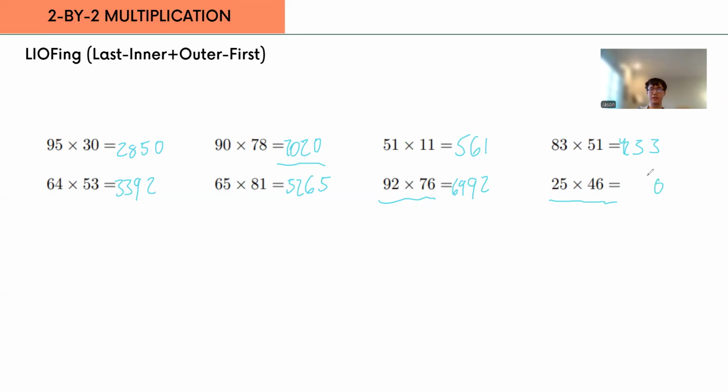So 30, 0, carry the 3. The inner is 20 plus 12, which gives you 32, plus the 3 gives you 35. So this is 5, you carry the 3 over, 3 plus 8 is 11. So this is 1150.